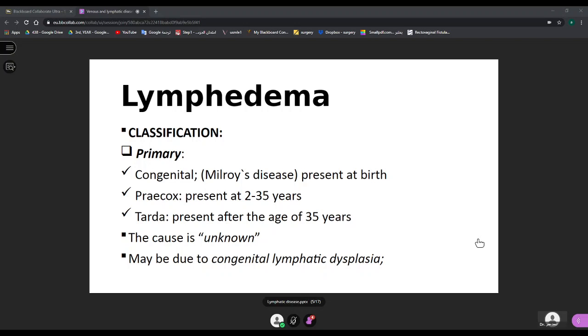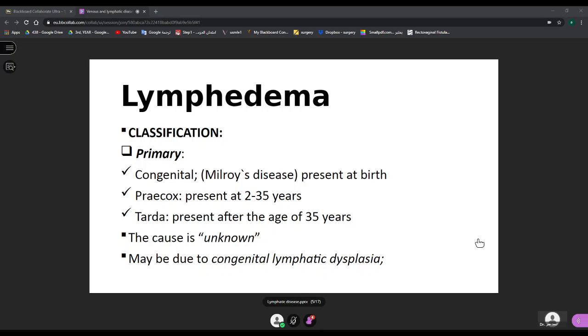Primary lymphedema is further divided into three categories. The first one is congenital, known as Milroy's disease. Usually this is present at birth, or it might present around the age of 2 years. It is more common in males than in females, and it tends to be bilateral. The most important facts regarding Milroy's disease, the first type of primary lymphedema, are that males are affected more than females, and it usually presents around the age of 2 years.